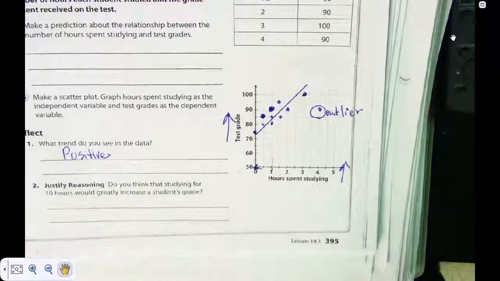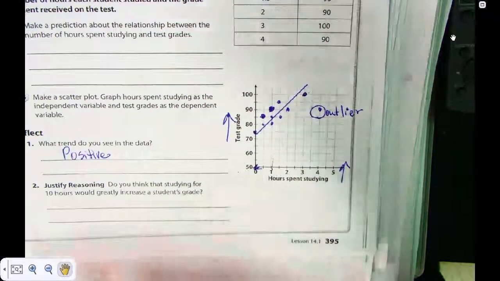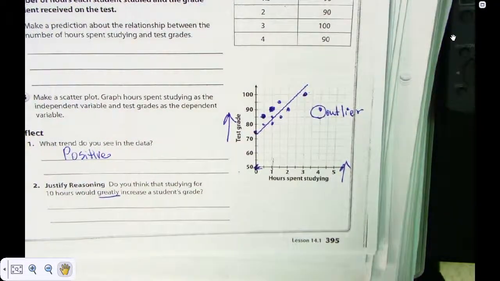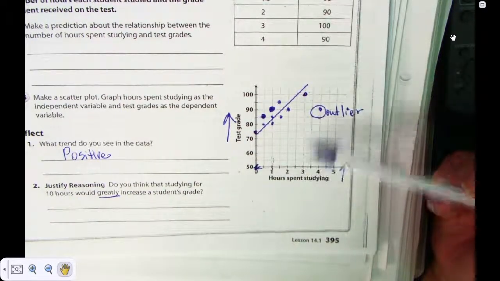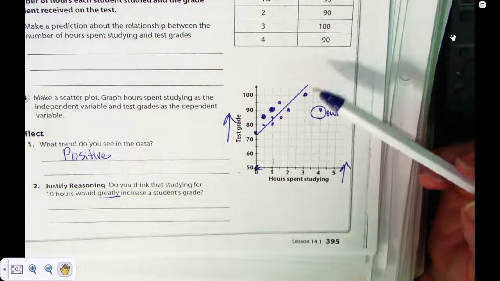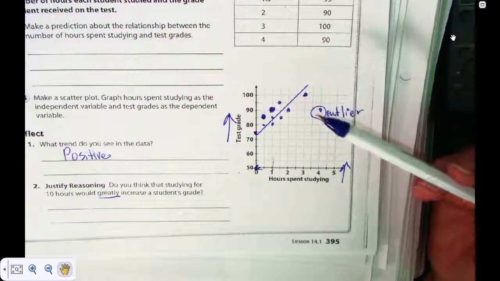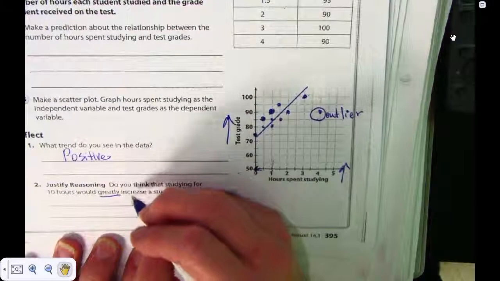Do you think that studying for 10 hours would greatly increase a student's grade? No. Not greatly, huh? If you study for 4 hours and it went down to 3. Yeah, 90. I mean, somebody studied for 3 and made 100. So I would say probably not, huh?